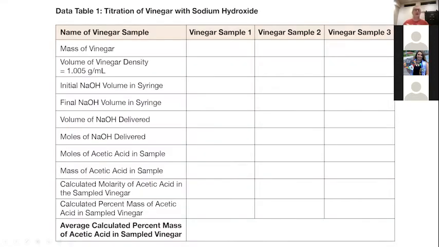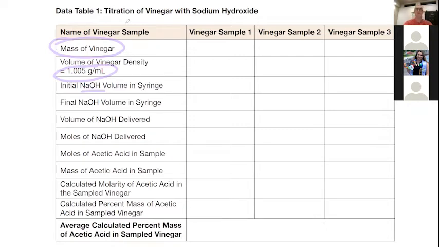All right, so this is what our first data table is going to look like. So remember, we're recording the mass of vinegar. So record the mass of vinegar on the balance. This is what the density of vinegar is. So then we can convert that to volume.